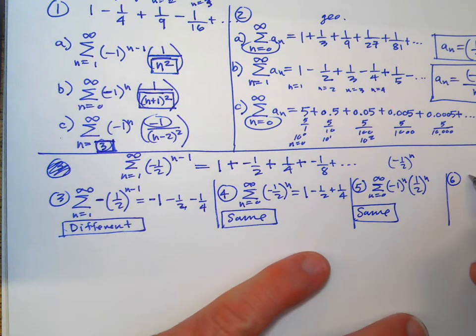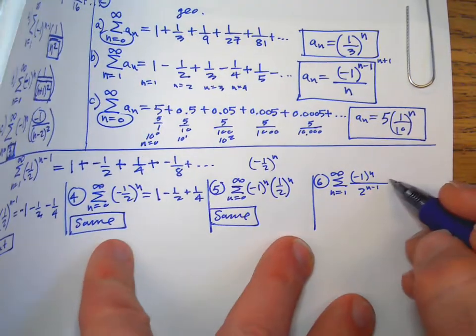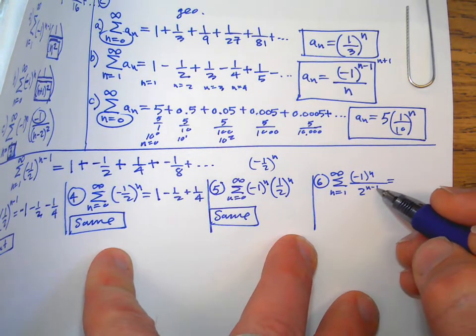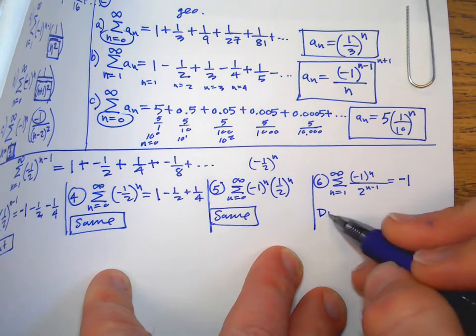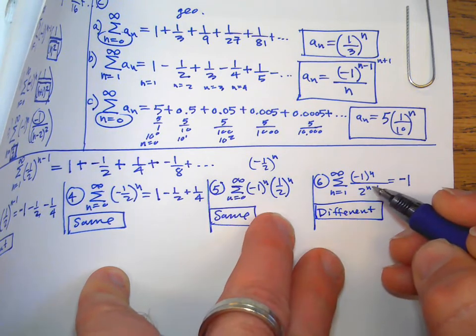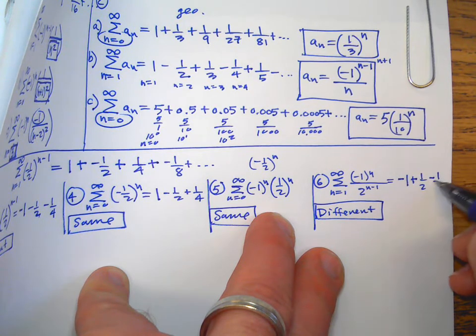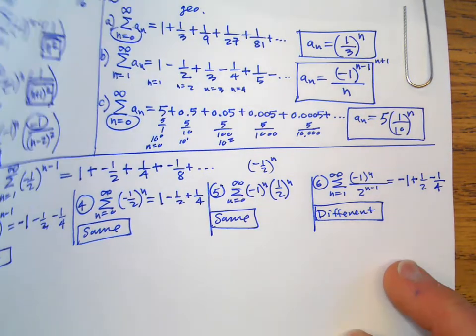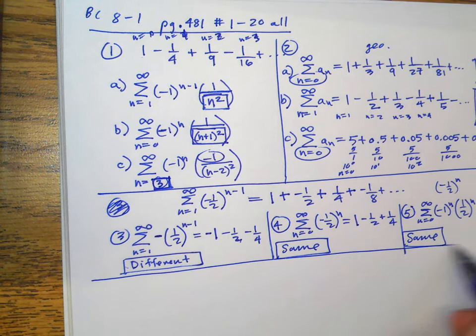Okay, 6. This one, if we just start plugging in terms, if you plug in a 1, you're going to get negative 1 right away in the first term, which is wrong, right? It's different. Who cares how close it is? But if you plug in n equals 2, you get positive 1/2, and then n equals 3, you get negative 1/4. So it actually has the same pattern, but the pluses and minuses are in the wrong places. So that's 3 through 6.